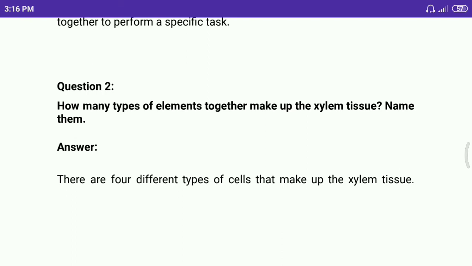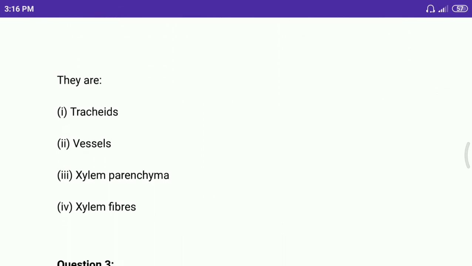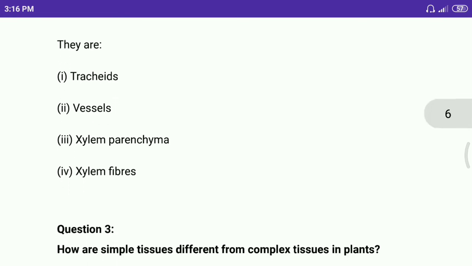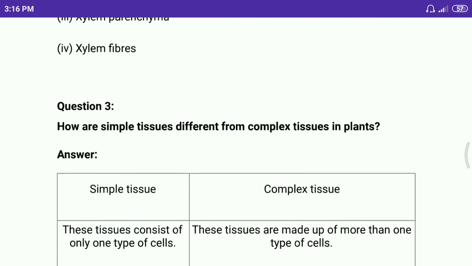Name them. Answer: there are four different types of cells that make up skeletal tissue. They are, here are the names you can see. Then we go further. Third question, how are simple tissues different from complex tissues in plants?